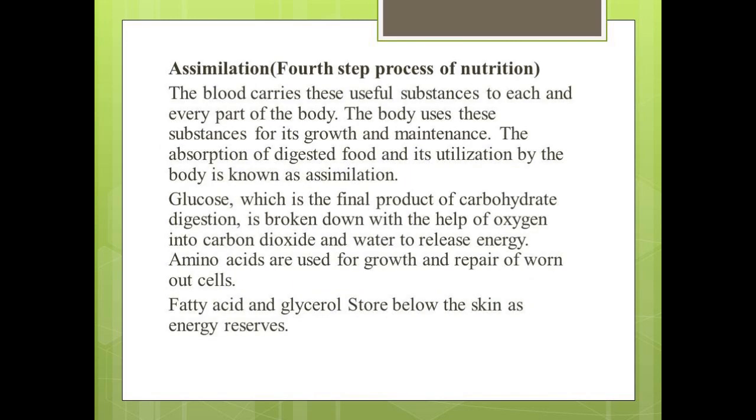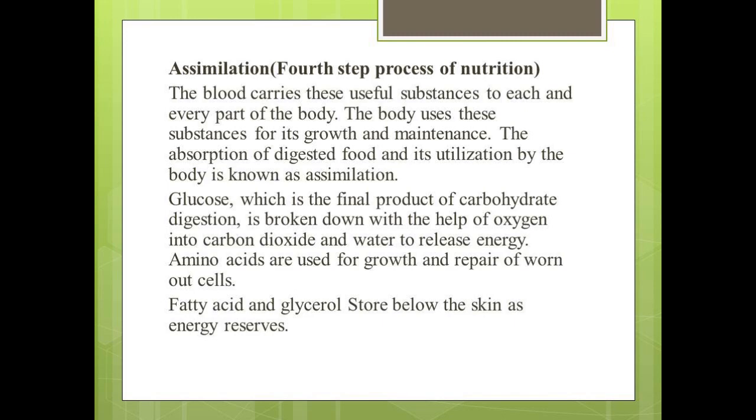Assimilation. Fourth step of the process of nutrition. The blood carries these useful substances to each and every part of the body. The body uses these substances for its growth and maintenance. The absorption of digested food and its utilization by the body is known as assimilation. Glucose, which is the final product of carbohydrate digestion, is broken down with the help of oxygen into carbon dioxide and water to release energy.